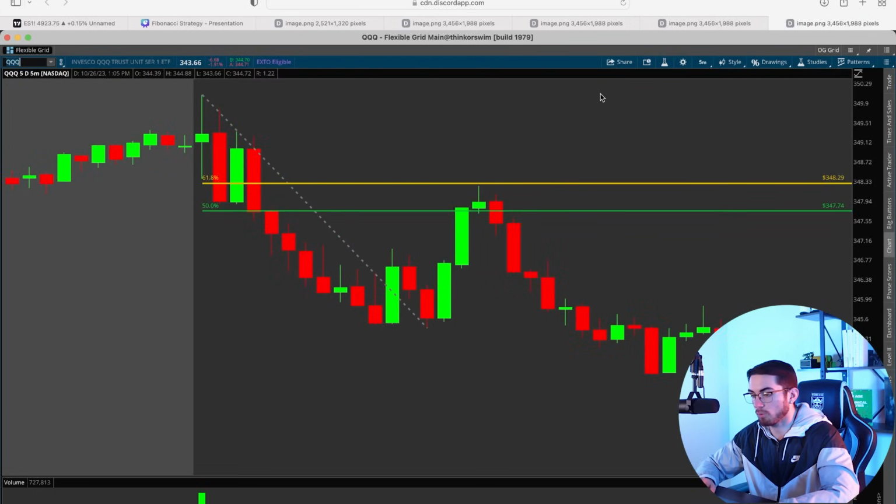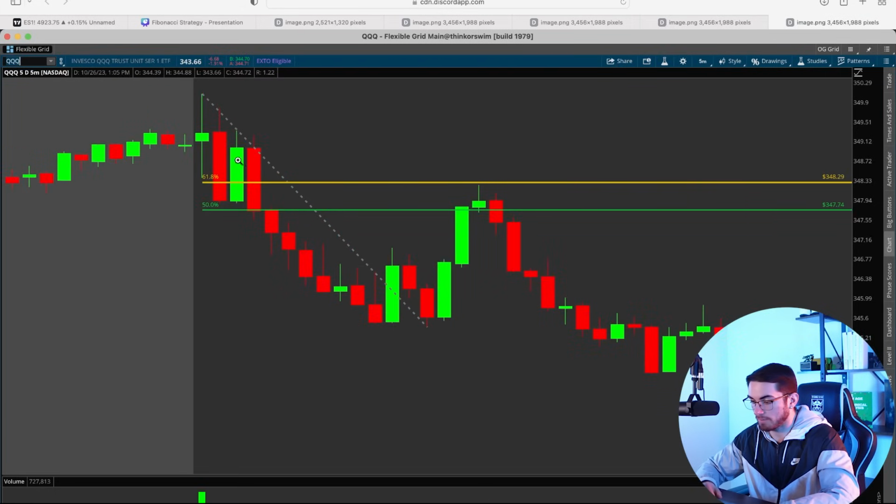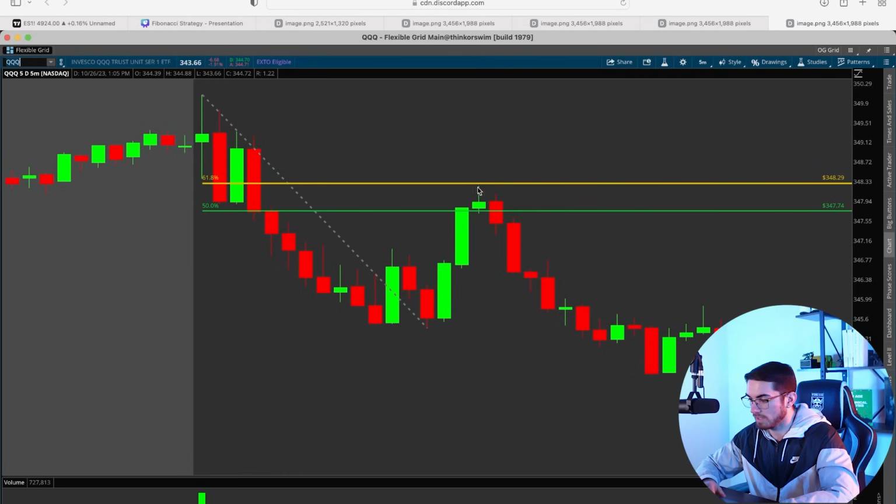Here's another example, but to the downside on QQQ, we have this high point right here, very quick aggressive move to the downside, marking pivot high to pivot low. I was looking for price to retrace back up into the 50 and 61.8% retracement. As you can see, once price hit that 61.8, or pretty much came right up to the 61.8, it was a smaller candle, but heavier volume than these previous two candles right here.